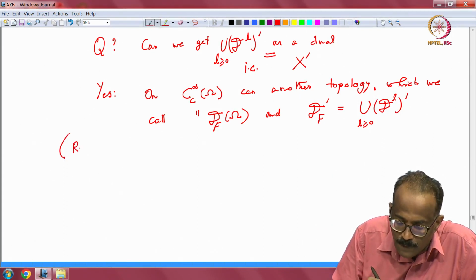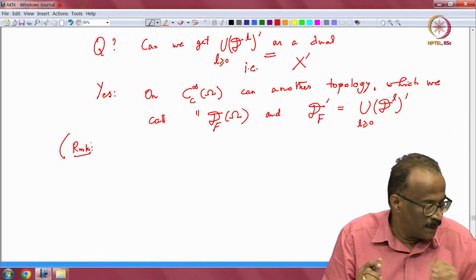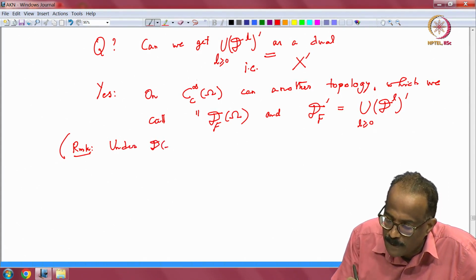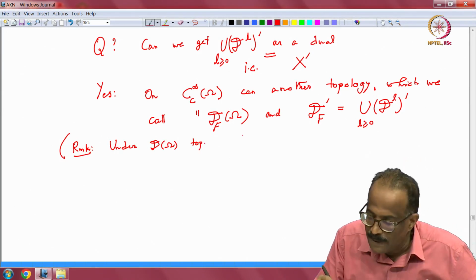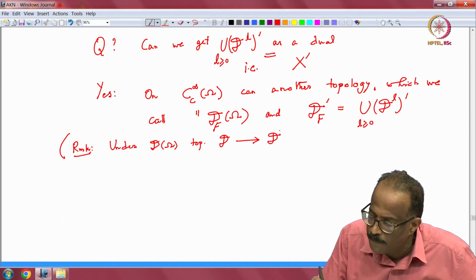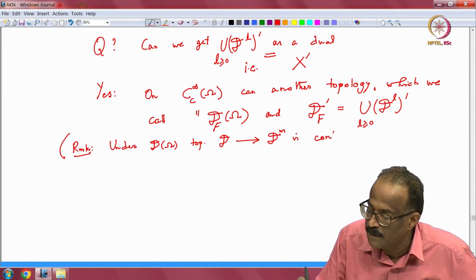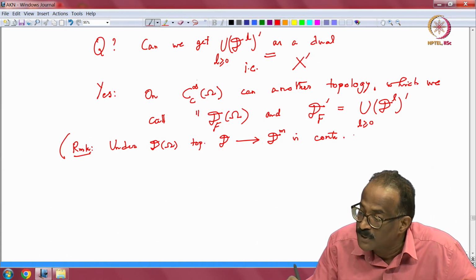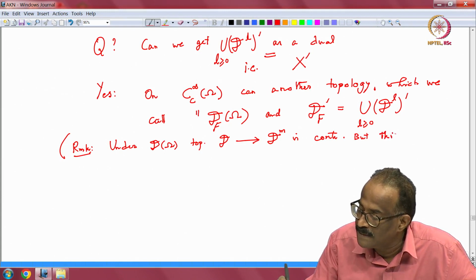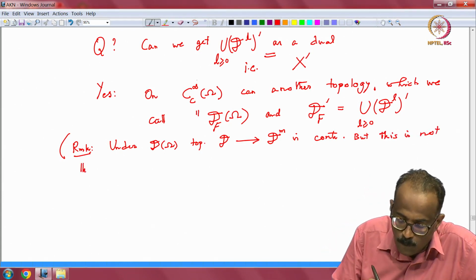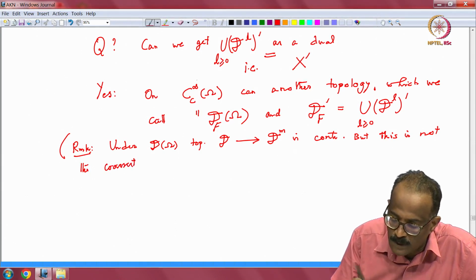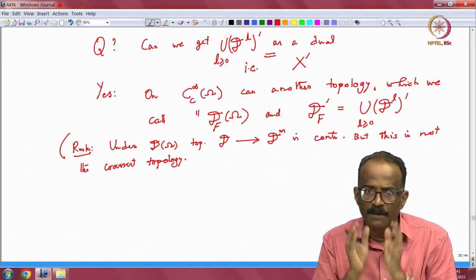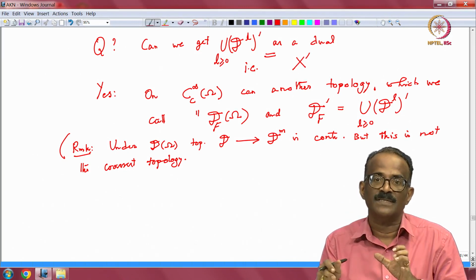So, remark: under the D omega topology, D going to D^m is continuous. This is part of the topology which we have already seen. All this we have seen, but this is not the closest topology. So, D_F of omega on C_c infinity of omega defines the closest topology for which these inclusions are continuous.